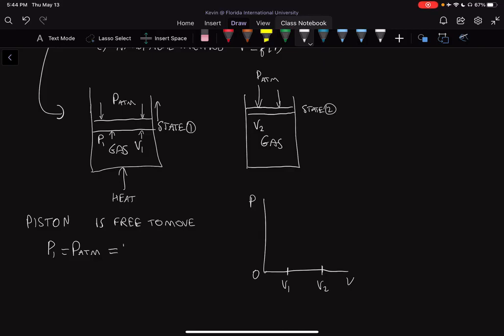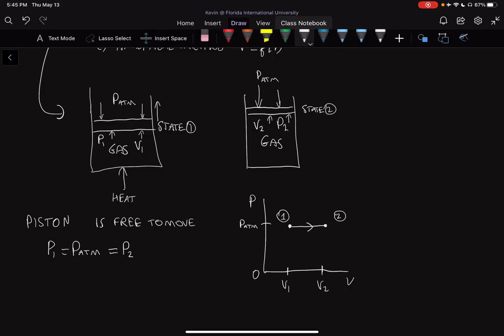And same thing for P2. Pressure 2 is going to be the same as pressure 1 and is going to be the same as atmospheric pressure, because we're just in equilibrium with our piston. Okay, so that means that from 1 to 2 we're going to have the same pressure, and this pressure is going to be P atmosphere. So we're going to start at point 1 and we're going to go to point 2. The pressure is always the same. So our process is going to look something like this.